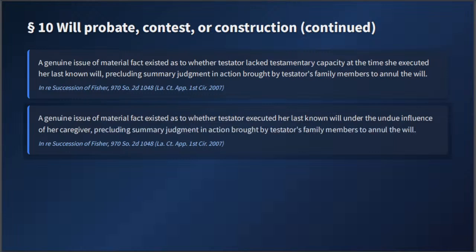Test your knowledge a little bit here. So as you see here, we have different cases, whether the material facts exist. So state of mind and undue influence of her caregiver, precluding summary judgment. Because of that state of mind, those material facts about capacity, it's a material fact that needs to be disputed. It precludes the summary judgment. So these cases here need to go to trial, it seems.